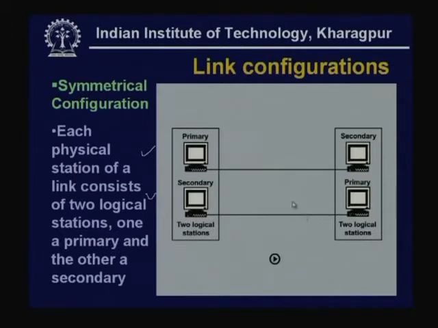So, you see you require 2 different links, and here the primary can issue commands, and the secondary on the other side will issue responses. Similarly, commands can be issued by the primary of the other side, and obviously the secondary on this side can issue responses. This is how the communication takes place in the symmetrical configuration. So, in the symmetrical configuration, as you can see, you have 2 logical stations within a single physical station, and the communication takes place in this manner.